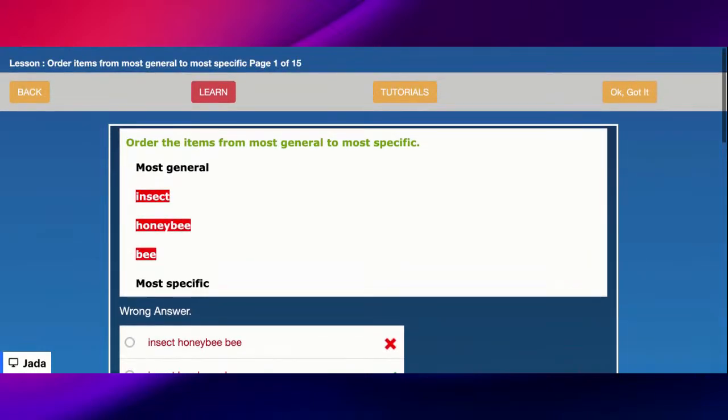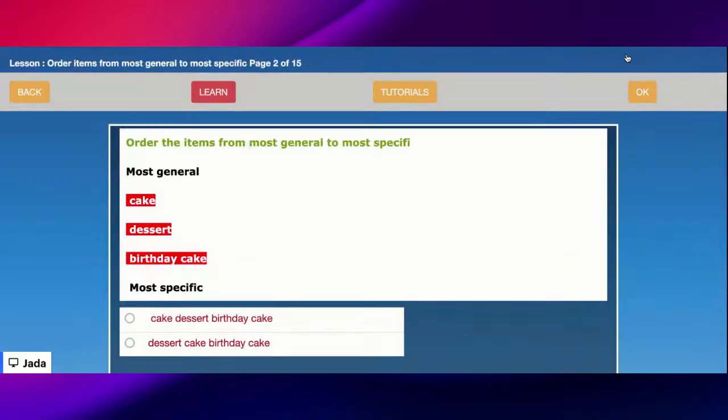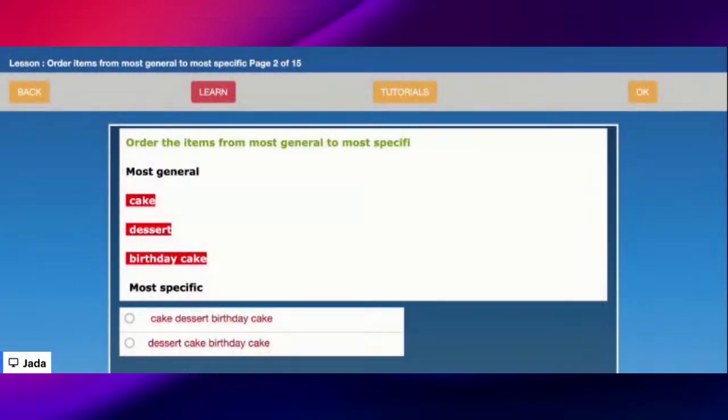Okay? So you guys take note. We have to do it from the most general before we go to the specific. So we have to have the insect, then the bee, and then what we can get from the bee, which is the honeybee. Okay, so look at this one carefully. Let's see. What's your answer here?